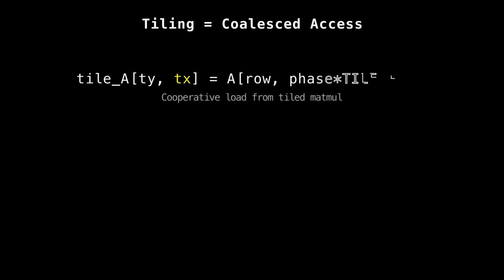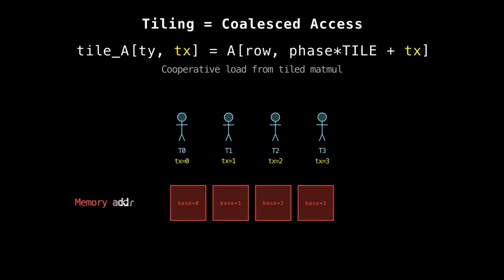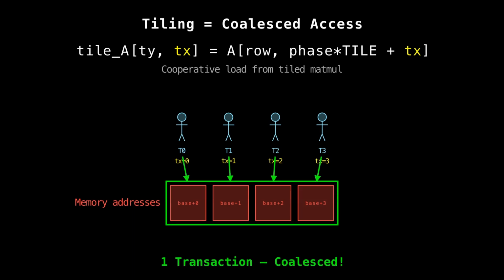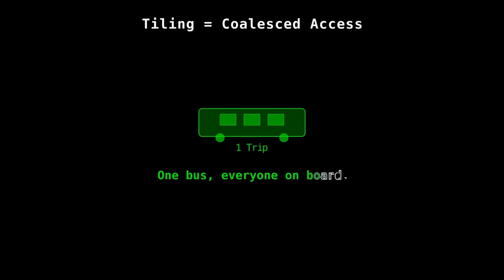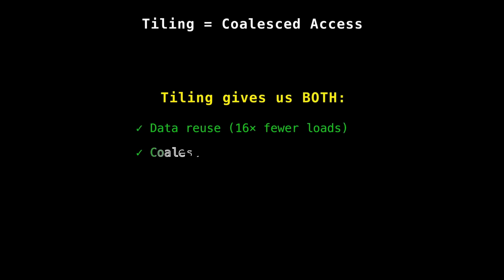Look at this line from the tiled matrix multiplication. See that adjacent threads have Tx values of 0, 1, 2, 3, and so on, which means they are adjacent in the global memory. We need one transaction. All are coalesced. One bus, everyone on board. So the tiling is not just about reuse. It gives us coalescing too, a double win.